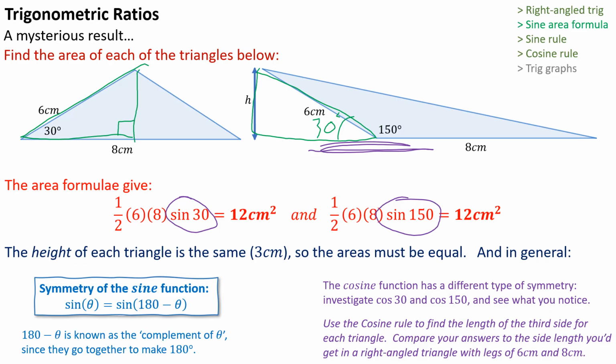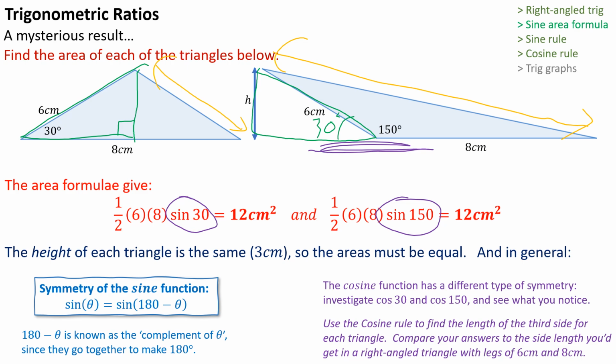You could even try using cosine rule to work out the length of the third side. That's clearly different for each of these. We're not going to get exactly the same answer when we work out the length of this side and the length of this one here. They're going to be different depending on the size of that angle, the 30 degrees or the 150.